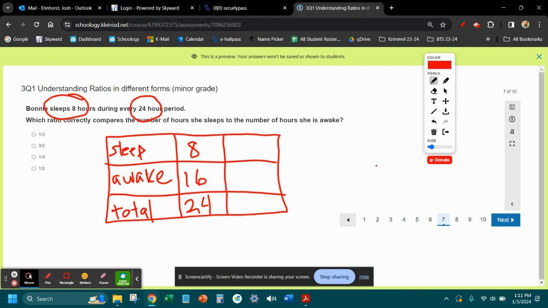And then we look at which ratio correctly compares the number of hours she sleeps to awake. Sleeps to awake. Divide both by 8, the greatest common factor. And that should get you to the simplified version of your answer.